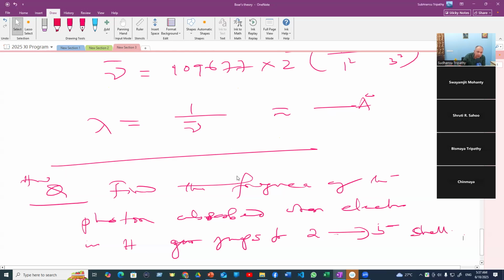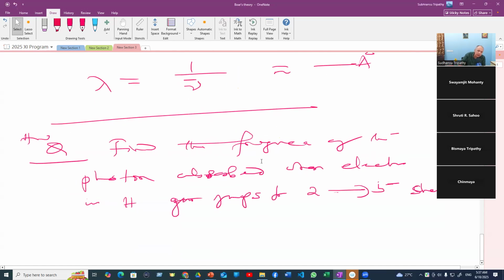Now, can you tell me what is the line number of which hydrogen spectrum if it comes in the emission mode? Which series, which line? When the electron from the fifth cell jumps back to the second cell, it corresponds to which line of which series of hydrogen spectrum? Sir, Balmer third line.